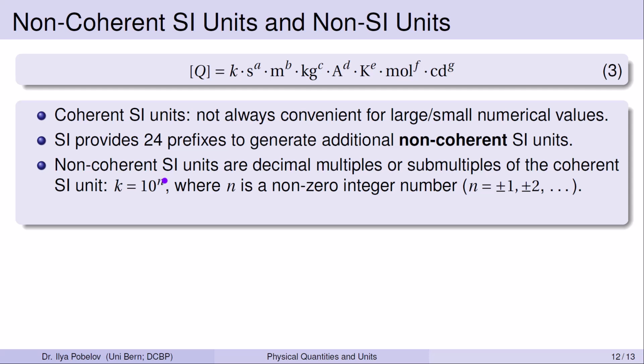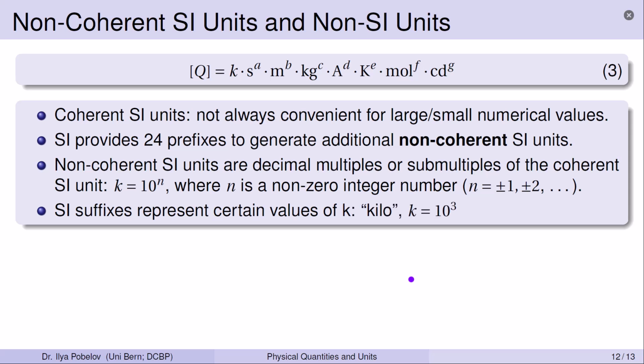For 24 specific values of n, which correspond to 24 integer powers of 10, there are these special SI prefixes that represent certain values of the numerical factor K. For example, kilo corresponds to 10 to the power of 3 or 1,000. Milli corresponds to 10 to the power of minus 3 or 1/1,000, and so forth.